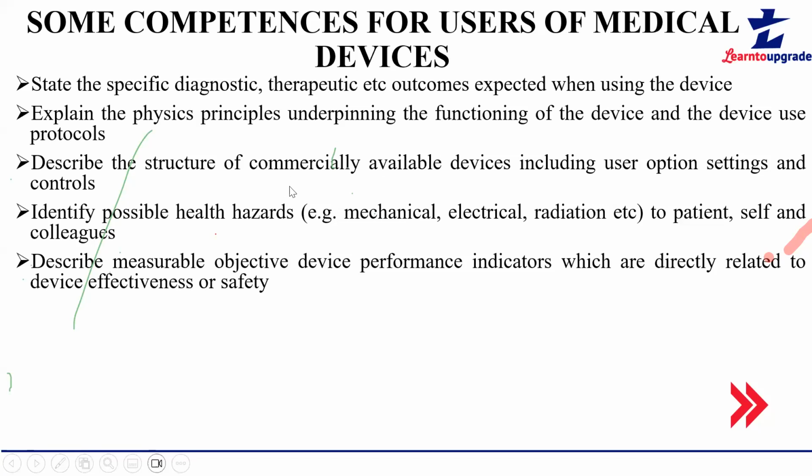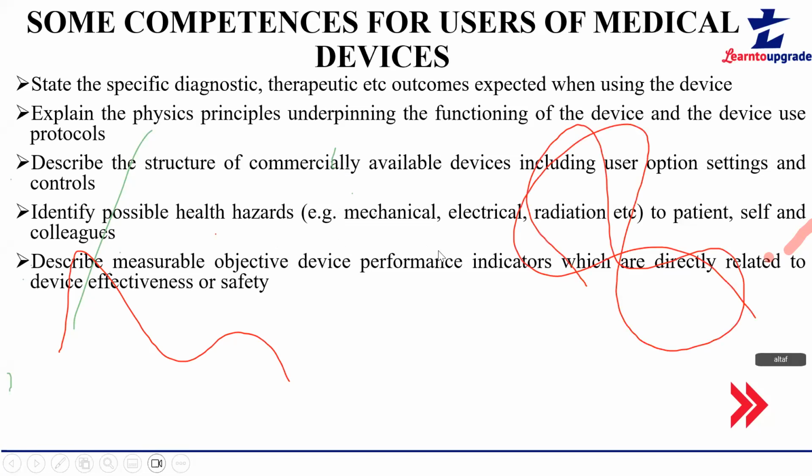Then you need to describe the structure of commercially available devices, including the different option settings. Means you need to know in detail how your device is actually functioning. Okay. Then you need to identify the different possible health hazards.